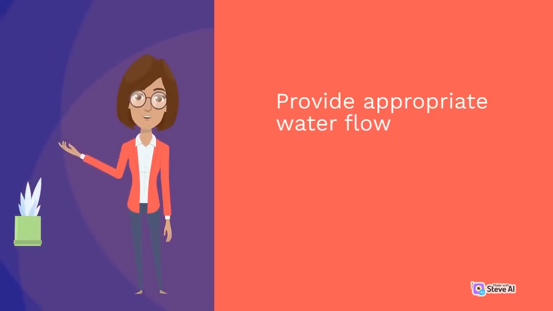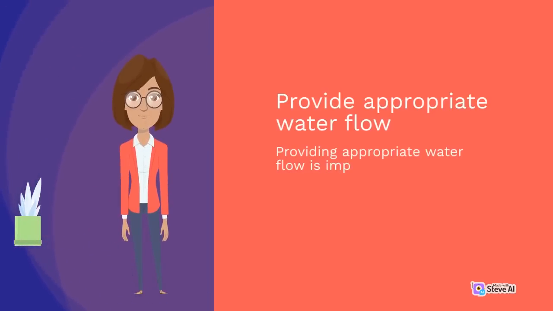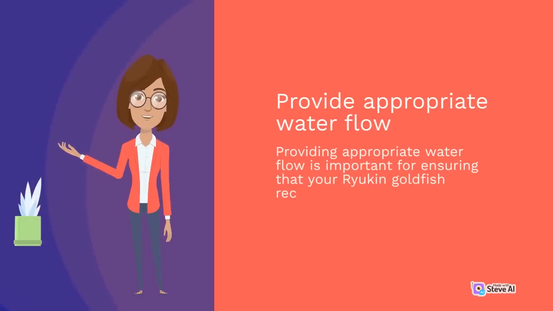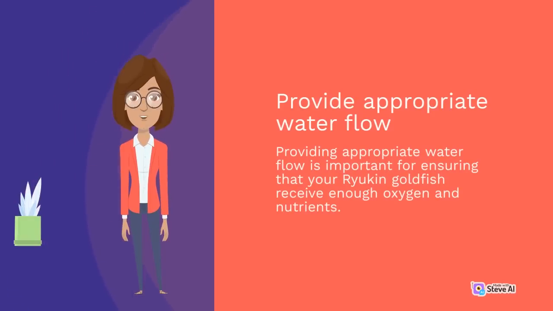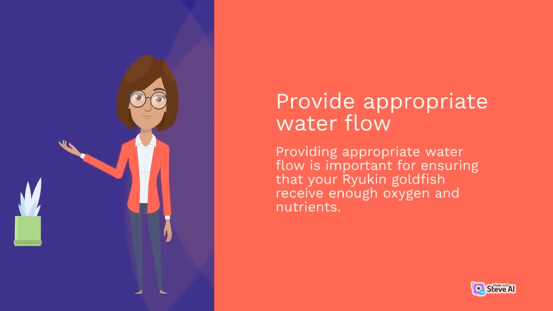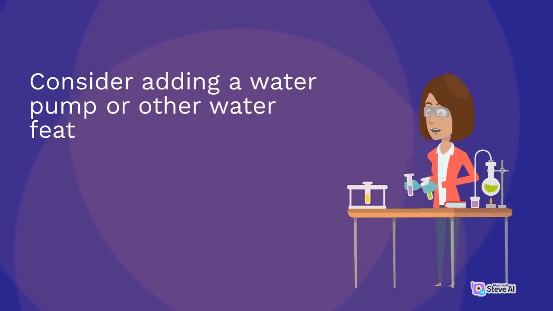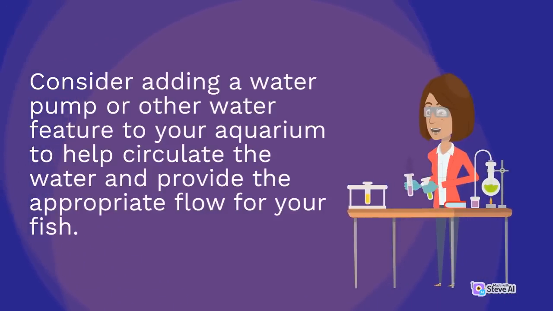Provide appropriate water flow. Providing appropriate water flow is important for ensuring that your Ryukyu goldfish receive enough oxygen and nutrients. Consider adding a water pump or other water feature to your aquarium to help circulate the water and provide the appropriate flow for your fish.